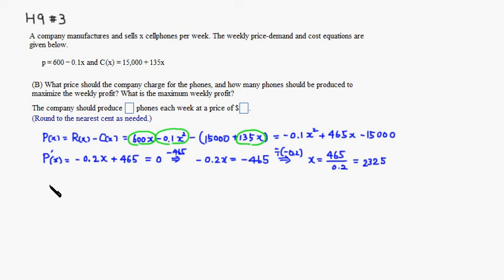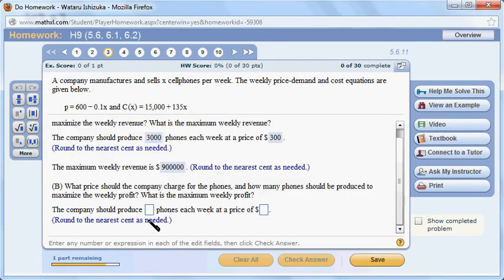And the price is going to be, P is going to be equal to 600 minus 0.1 times 2,325, so 600 minus 232.5. So this is going to be $367.50. All right, so let's type it in. The number is 2,325, and at the price of 367.50. All right, let's check the answer.